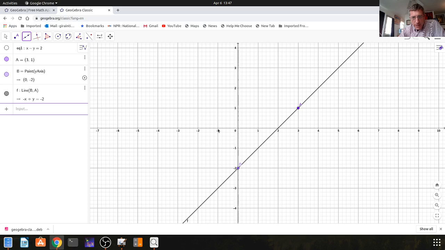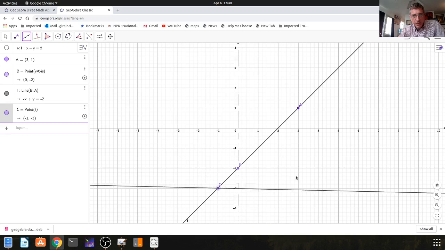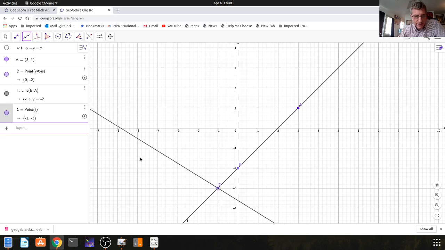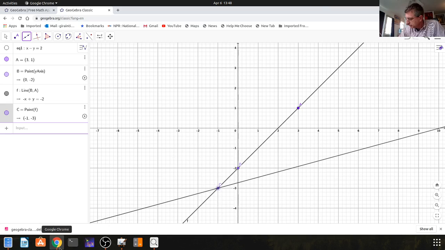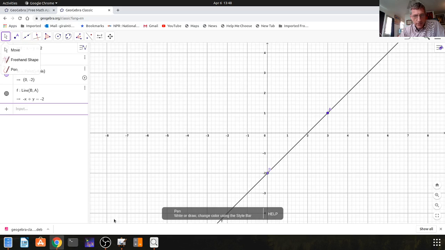So here's my minus 1, and when I plot this point, it should be on the existing line. So here's my minus 1 as my x value. And I wrote it down wrong. It has to be minus 3. What did I do wrong? So something's wrong. Let's go back and see. Let's check my algebra.